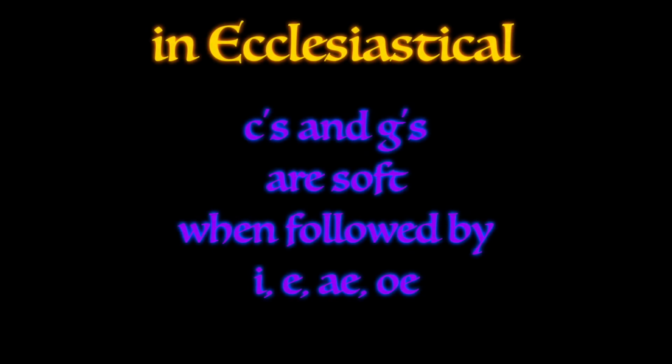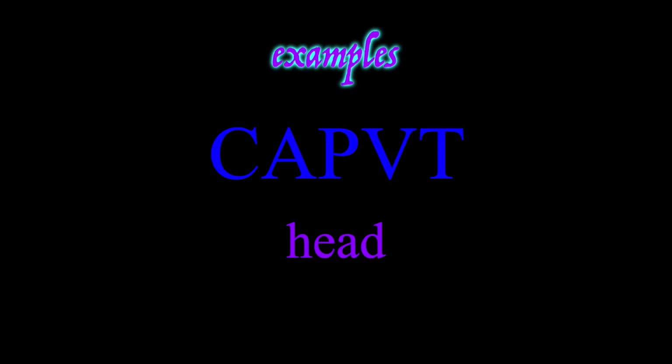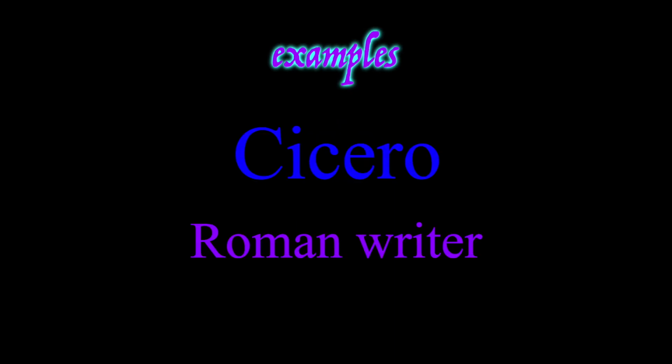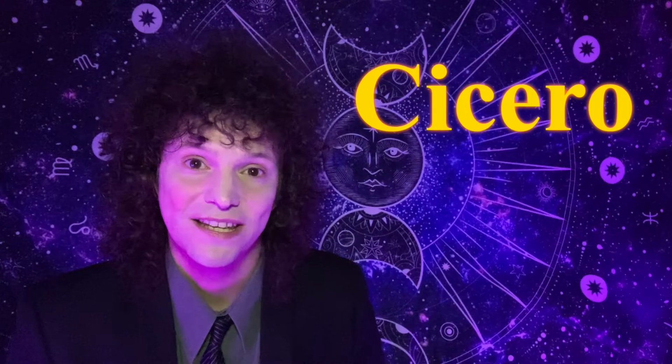C and G are hard, k, g, unless followed by I or E. Example: ka, caput. Chi, cicero. Chi and che, cicero. In classical, chicero. In ecclesiastical, cicero. In English, Cicero. These are all correct.